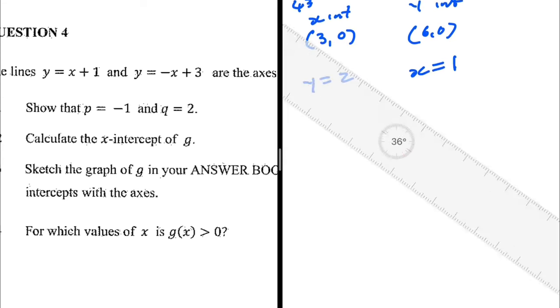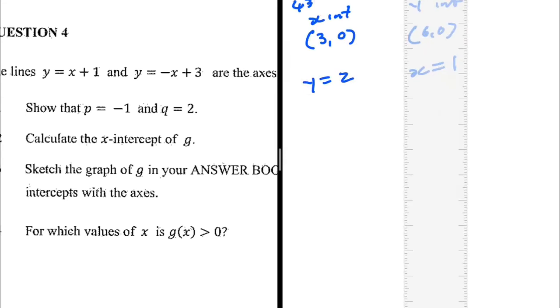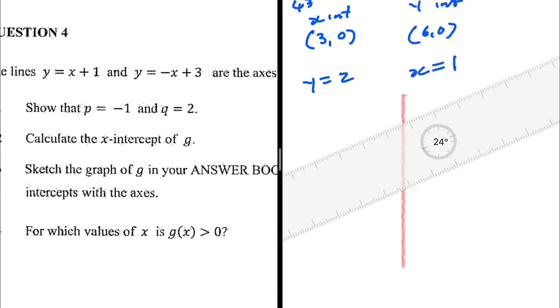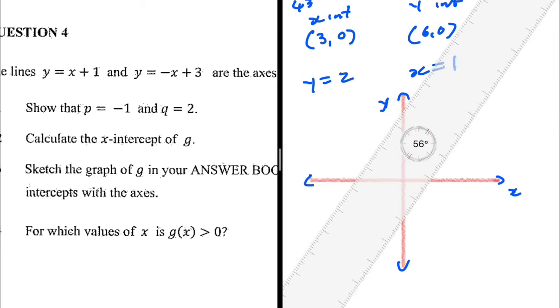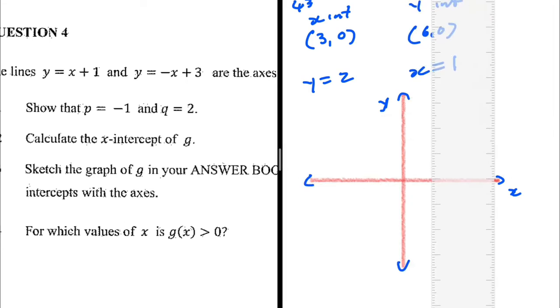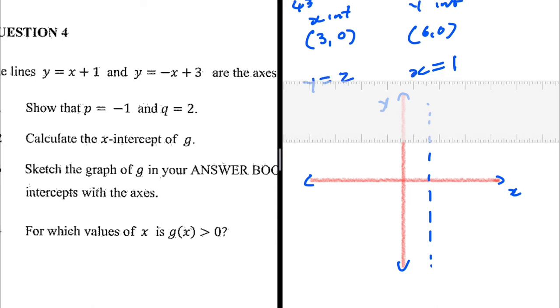Now we can sketch. We need our axes. So the y-axis and the x-axis. There we go. And then this is the y and this is the x. We need our asymptotes. We have an asymptote x is equal to 1. So right here we have an asymptote. And then another one, y is equal to 2. So somewhere here we have an asymptote.